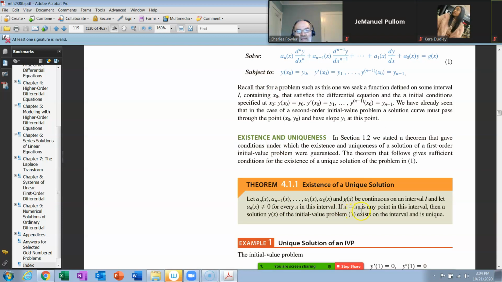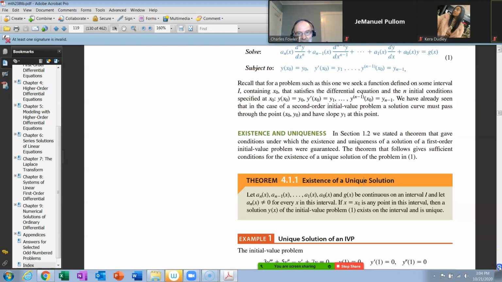Okay? If x equals x0 is any point on that interval, then a solution y of x of that initial value problem, this one up here, that initial value problem, does exist on the interval, and not only does it exist, it is unique. Okay? So here's example 1.